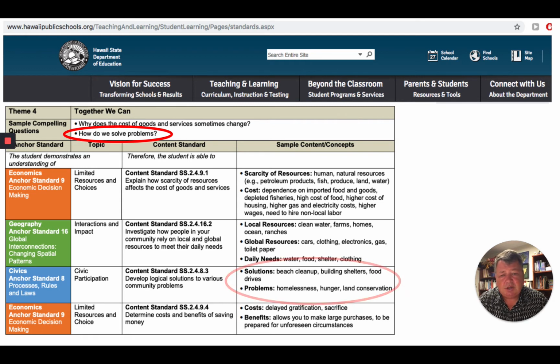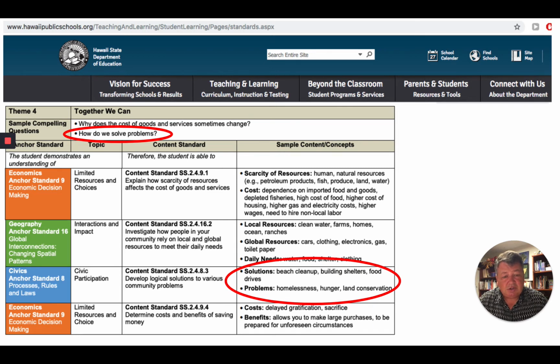That's kind of intriguing to me because I also noticed down here at the bottom, develop local solutions to various community problems that we're talking about. Maybe some problems the students are really familiar with. So I think this might be a really good opportunity to do an entire unit on problems in our community.